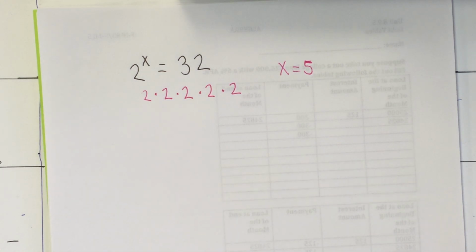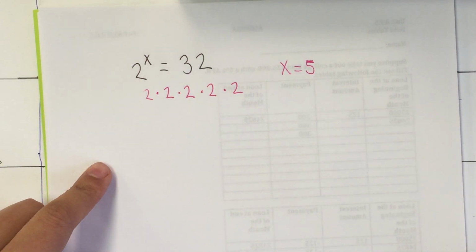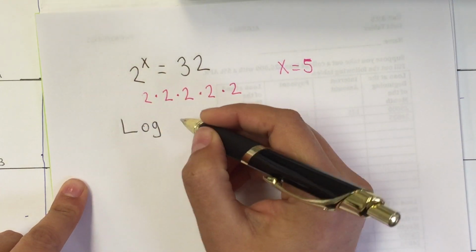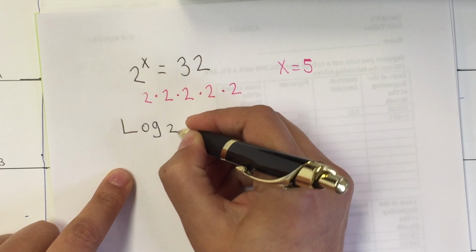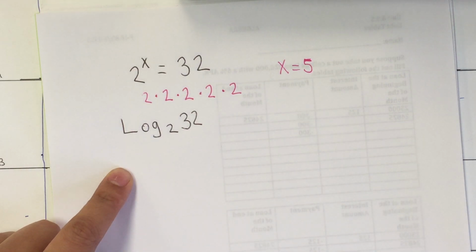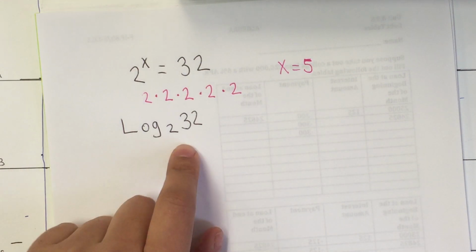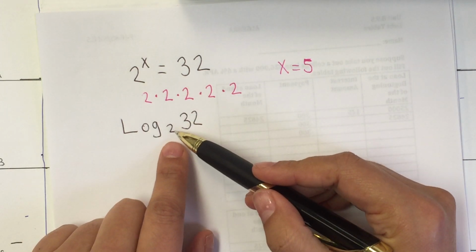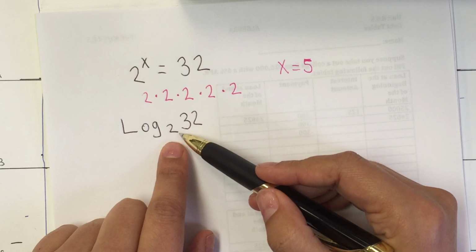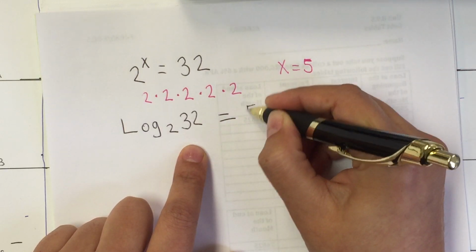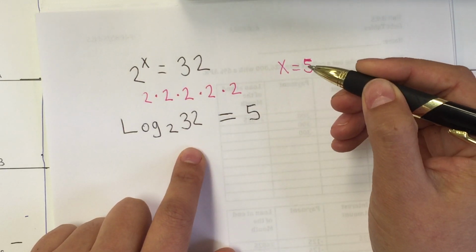And so there is another way to write it, and it's called a logarithm. You will write it like this: log base 2 of 32. Okay, that's how you write it. Log base 2 of 32. And that's what it's asking: how many times do I need to multiply the 2 times itself to get 32? And the answer will be 5.